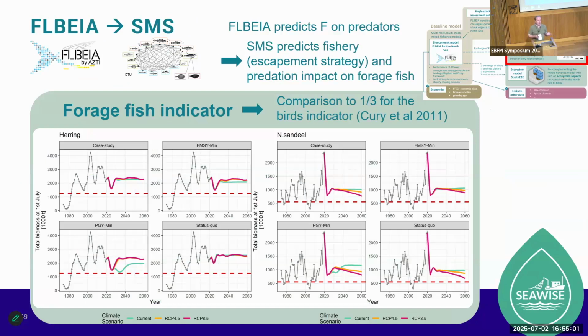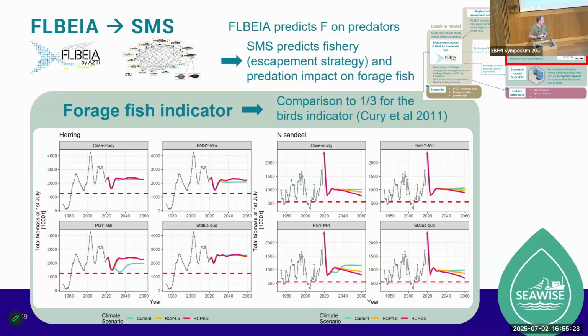So then our FL-BIA model predicts the F on the predators, and then SMS predicts what our predators will do, how far they will improve. And then we can look at the predation impact on forage fish and how this forage fish will do under certain fishing strategies, for example, an escapement strategy for sand eel or FMSY for herring.